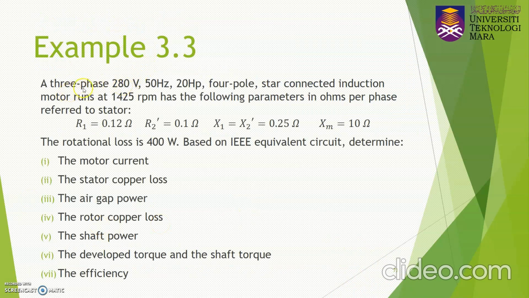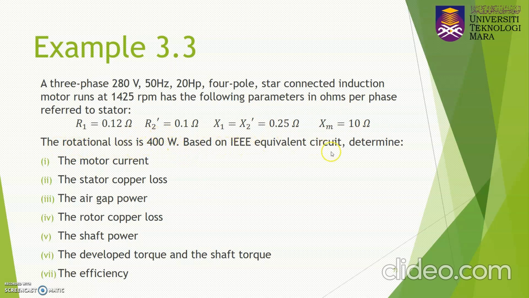Alright, next we go to example 3.3. The question here: you have a 3-phase 280 volts, so this is the V line to line, 50 Hz, 20 horsepower, 4-pole star-connected induction motor, running at 1425 RPM, so this is your NR. It has the following parameters in ohms per phase referred to the stator. You have R1, R2 prime, X1 equal to X2 prime, 0.25 ohm, and then you have XM. In this question, the rotational losses are considered to be 400 watts, so this is the P mu.